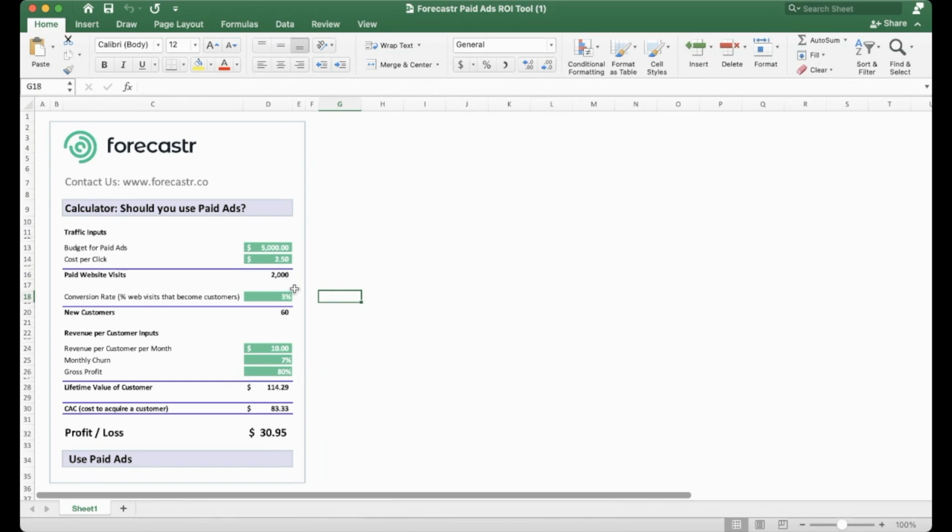This is something you can try to optimize over time, to get that conversion rate up as high as possible. But in this case, we're just going to use that 3%. So we're assuming that of these 2,000 visitors that we get, we can convert 3% of them. That means 60 new customers.